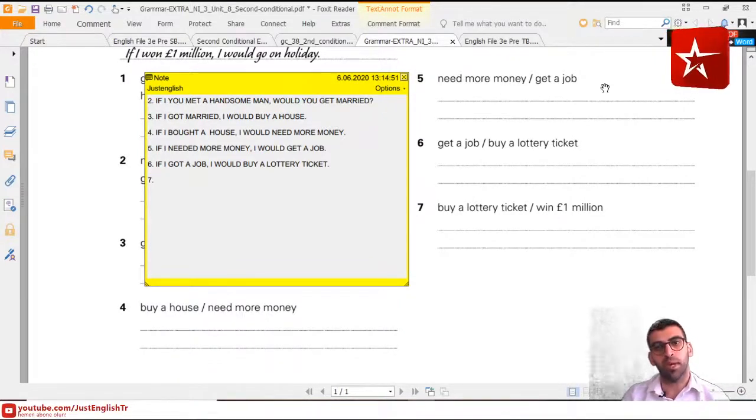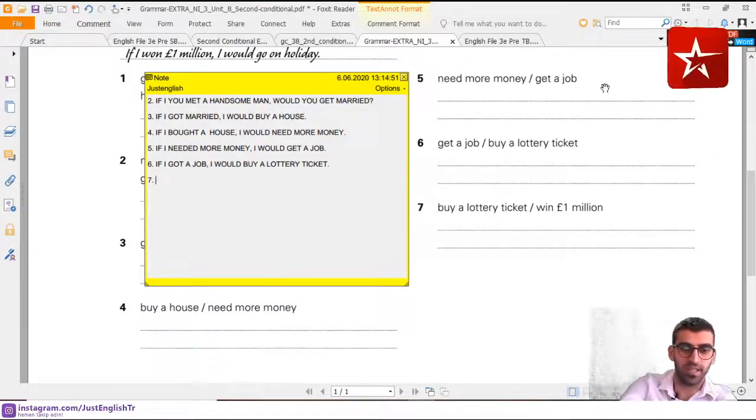Number 7, buy a lottery ticket, win 1 million pound sterling. So guys, the last sentence for this exercise, number 7. If I bought a lottery ticket, I would win 1 million. Do you believe in that?